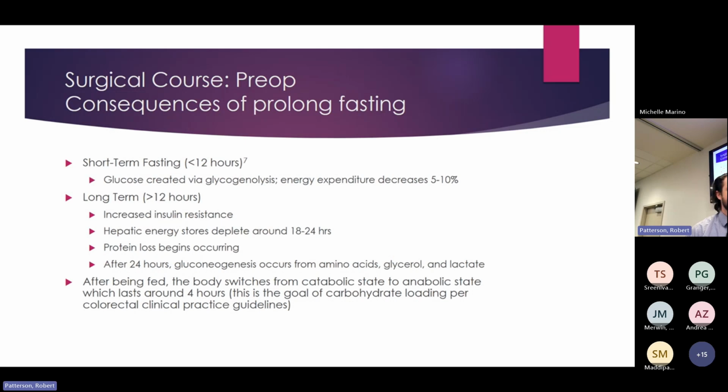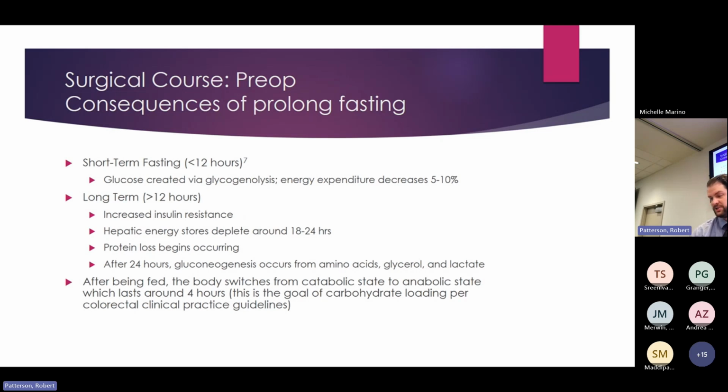And so why do we want to encourage this? Because we want to avoid prolonged fasting. The short-term fasting we can't avoid, unfortunately, with surgery. But glucose starts to be created through glycogenolysis, and the body's energy expenditure will decrease by about 5 to 10%. Long-term wise, your body will then start depleting these glucose stores in the liver, which will occur around the 18 to 24-hour mark. Protein loss will start occurring, and then you'll have increased insulin resistance. And then once the 24-hour mark hits, gluconeogenesis will start occurring from amino acids, glycerol, and lactate.